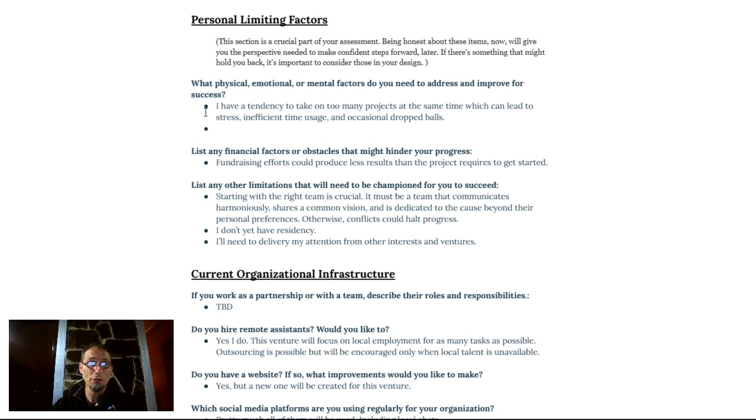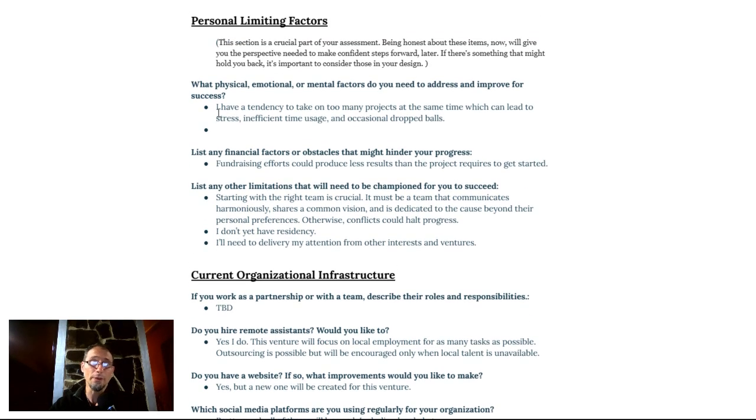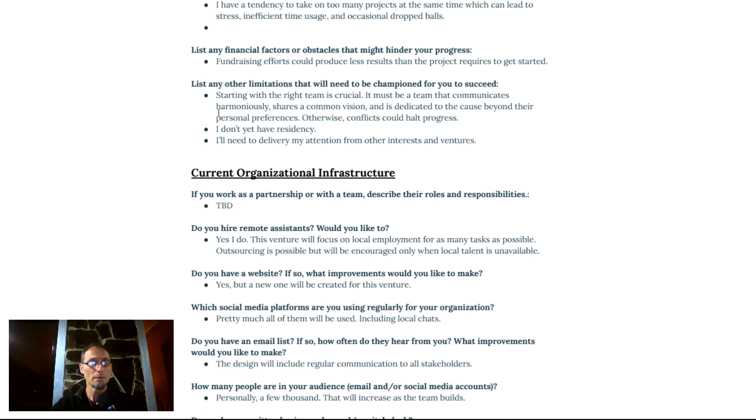Personal limiting factors. That's where we get to be honest with ourselves. Personally, I have a tendency to take on too many projects at a time, and that can lead to stress, inefficient time usage, and occasional dropped balls. I also, for financial factors, fundraising efforts could produce less results than the project requires to get started.